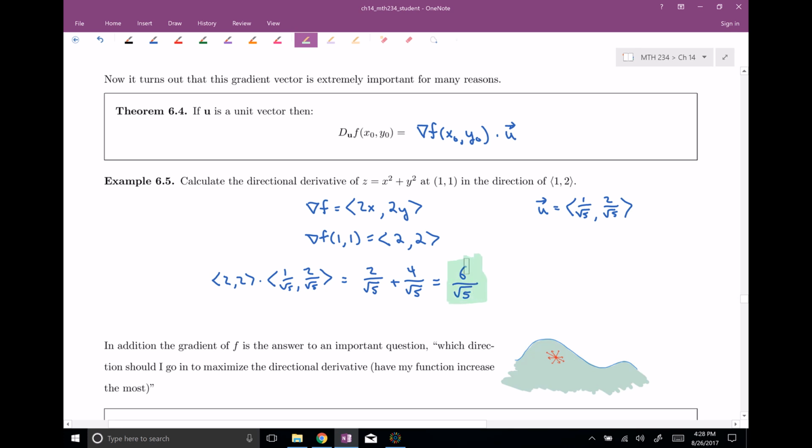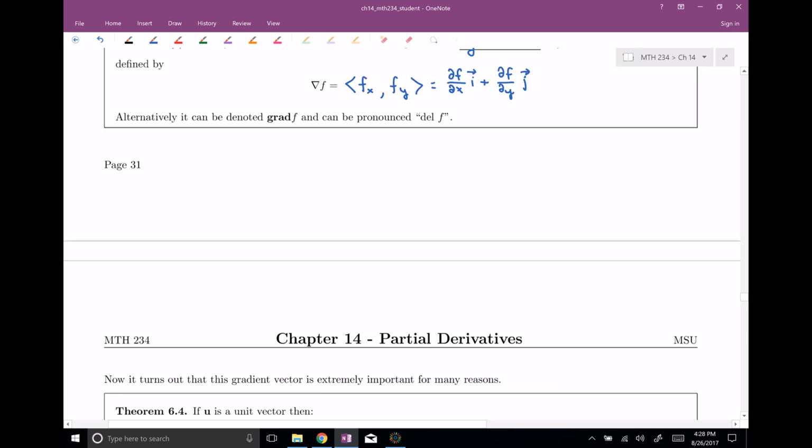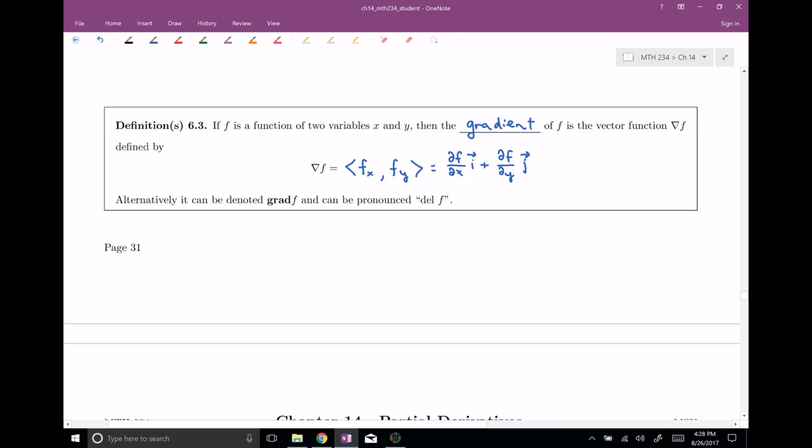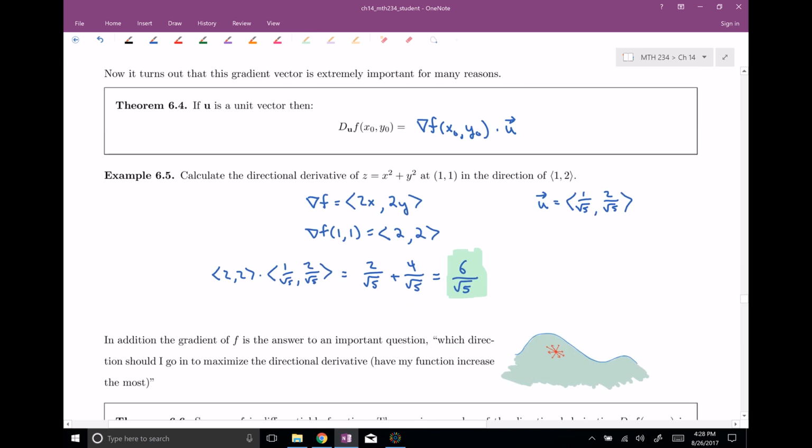So we can see that this is way, way, way faster than all this up here, with this limit as h goes to 0, and it's complicated. It's easy to plug in the wrong things in the wrong places. This is so much easier and so much faster. So that's why we love the gradient vector.